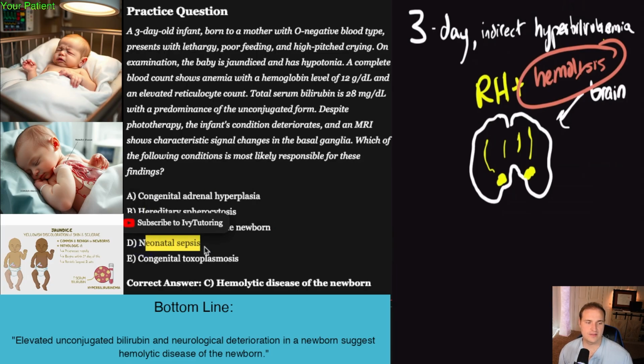What about neonatal sepsis? Well, that would be with fever, hypothermia, lethargy, poor feeding. But that does not explain the extreme unconjugated hyperbilirubinemia or the basal ganglion lesions.